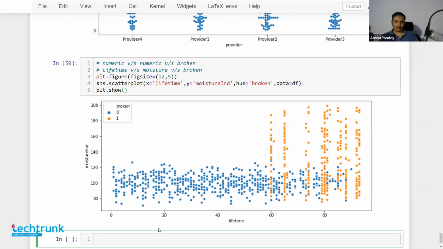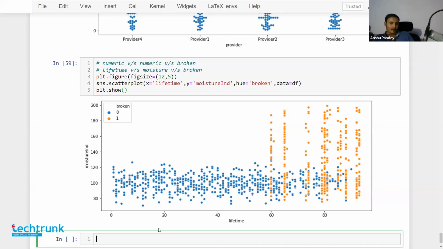So what do you think? What kind of patterns are present? Do we have any combined pattern of lifetime versus moisture in this data? Do we have any combined directional impact from both of them? As you can see, machines which are operated more than 60 months, irrespective of the value of moisture, are getting damaged. So damage starts at 60 months. Machines operated for more than 60 months, irrespective of the moisture generated, are getting damaged.